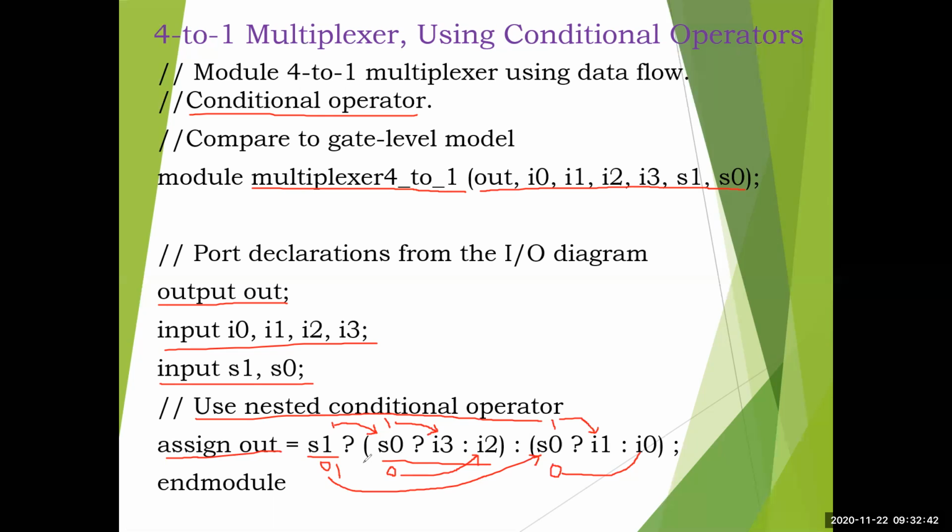Okay, so don't forget to put the brackets here. Brackets are important. Okay, and the colon will be there. So this is the conditional operator, one question mark and one colon, and these are inside, so that's why nested. These are ternary operators, conditional operators. Okay, finally end the module.